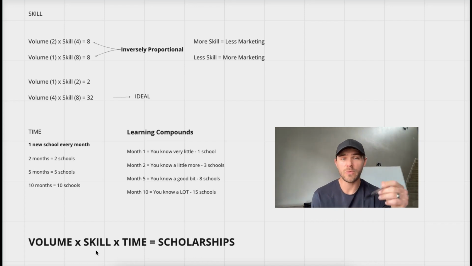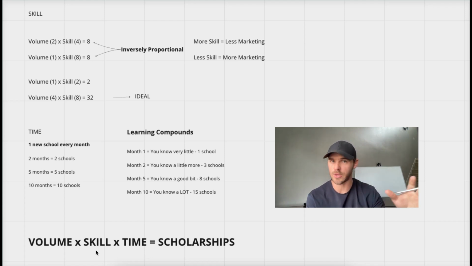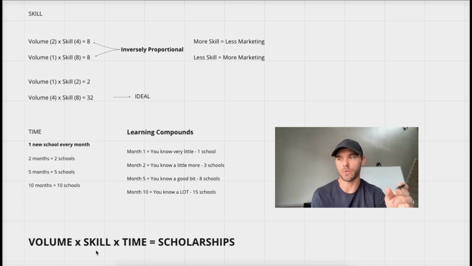If you follow this equation and you actually do these things that we just talked about, it's going to be challenging for you to not get interest and offers in the recruiting process. The problem is that a lot of times we get distracted by other things that are not actually going to help us. These are the only 3 things that really matter when it comes to getting interest and offers in the college recruiting process.